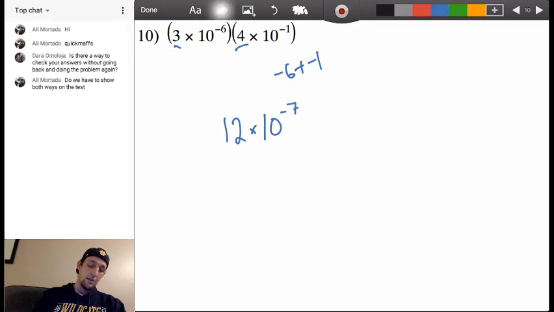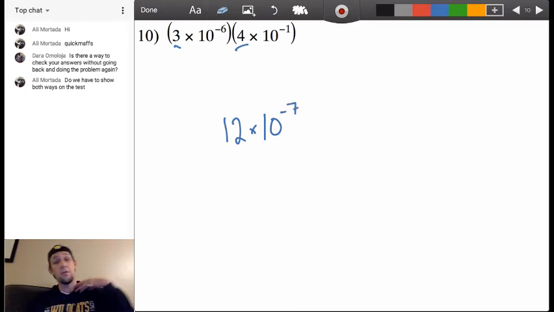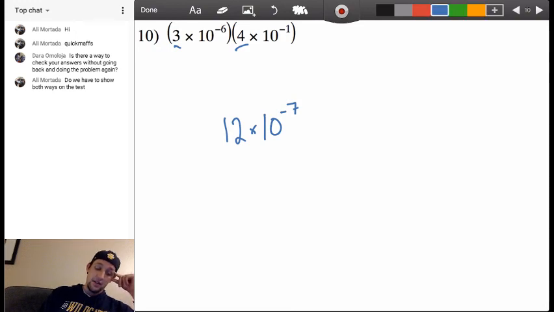And here's the one annoying part, though I'd still rather do it this way. Now I've got to write my answer in scientific notation, and unfortunately my original number is not between 1 and 10. So again, what I have to understand is I've got to change that to a 1.2. But because I did that, I just dropped the place value on this part of the number.